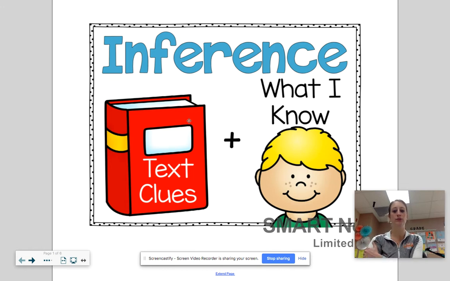If you look here, I have a poster or this picture to help us understand what inferencing means. So inference means to take words and text clues, after reading a book or reading words and learning about things, and then thinking about what you know. So using your brain to figure out what you know and putting them together. That's why we have that plus sign there. So using text clues, using the words in the story to read, and then taking what you know to figure out the answer.